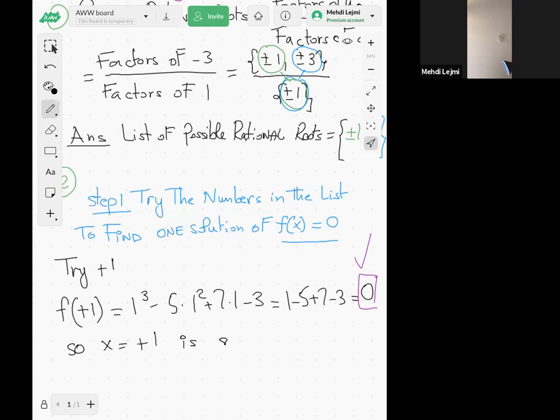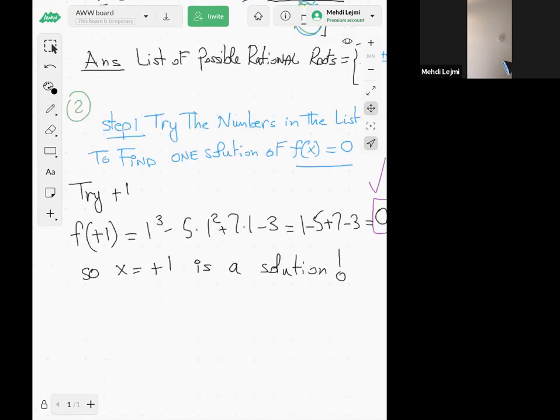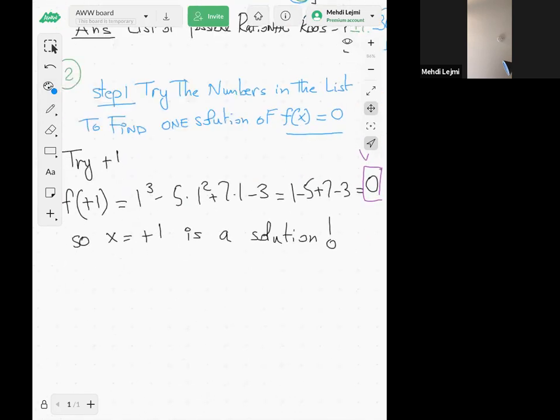Once you get the solution, the next step is to divide f of x by x minus that solution. So you get one solution, and then you can move to step number 2. In step 2, we can move on once we have the solution, and then you can divide f of x by x minus the solution.